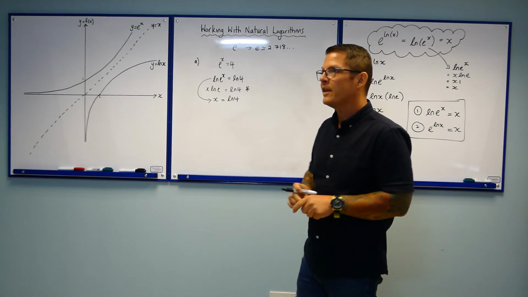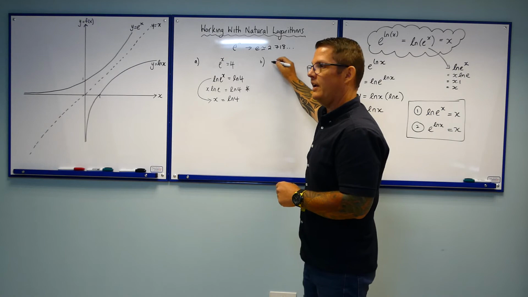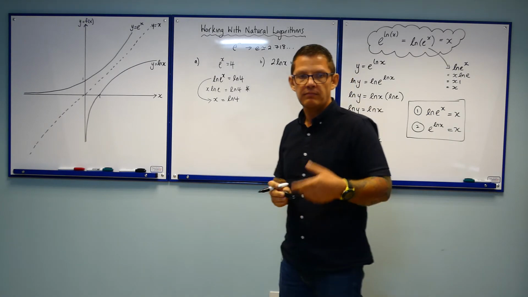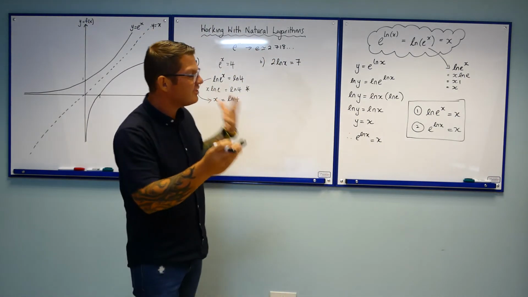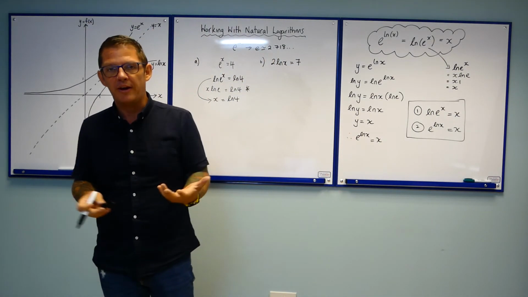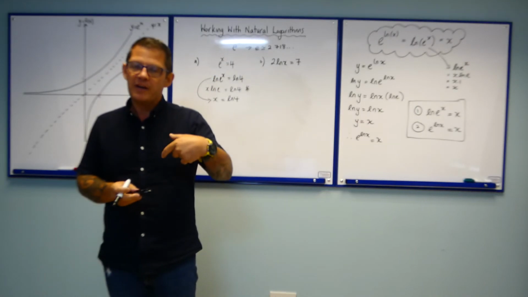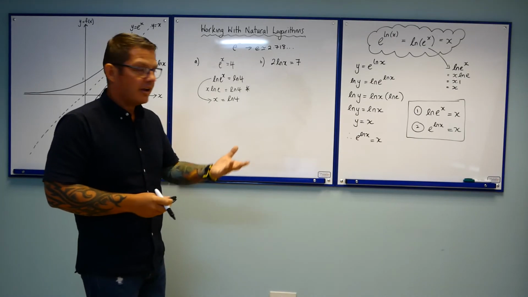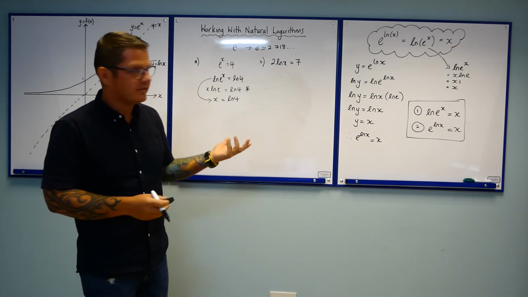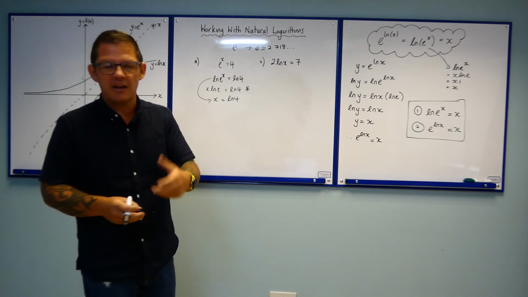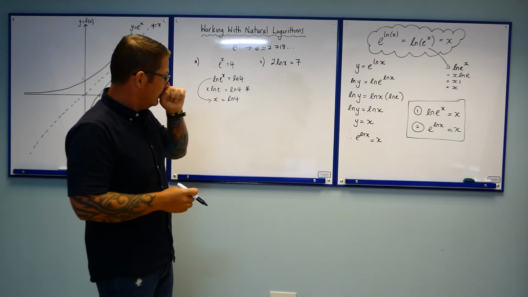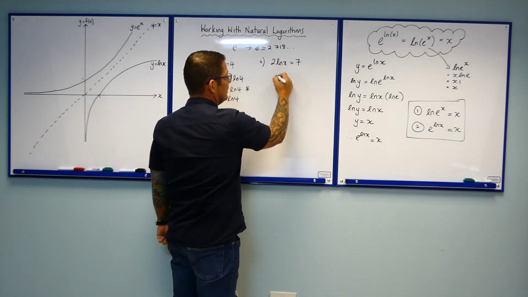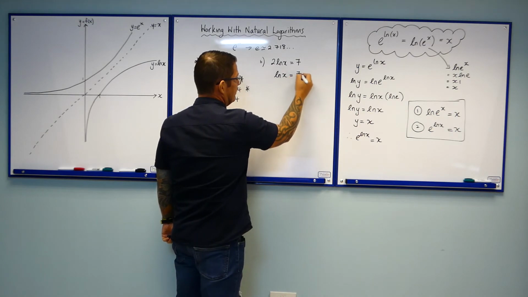B, the second one in our notes, is 2 ln x equals 7. Now there are 2 ways we can solve this. As when we're solving normal algebraic equations, we can go through a series of steps to get to the answer. Here I'll show you 2 different ways that you could solve it, because it gives me a point to illustrate as well. The first one's fairly straightforward. I'm just going to divide both sides by 2. So I get ln x equals 7 over 2.